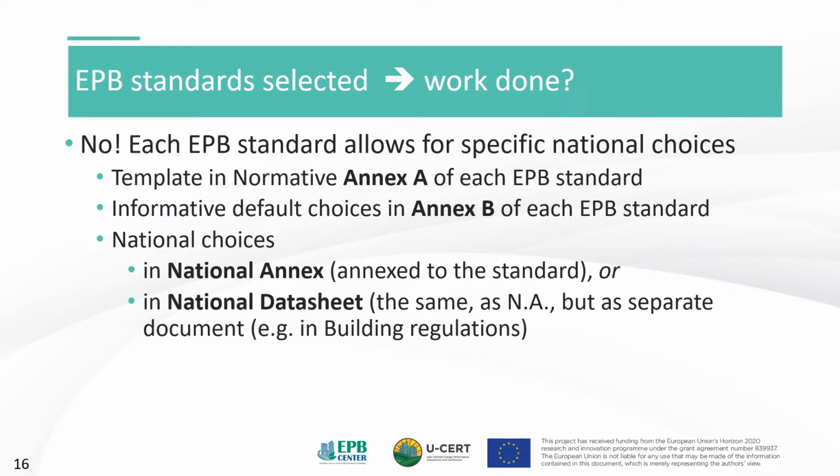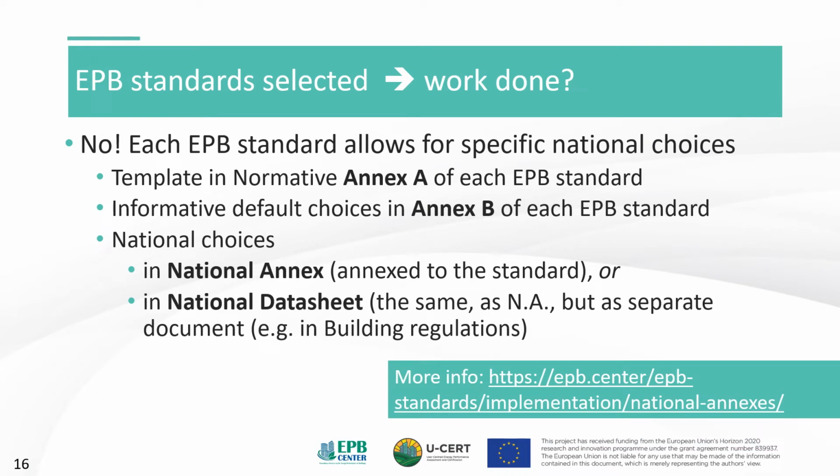So then you can make national choices either based on the default choices in Annex B or replaced in the national annex, which is a document annexed to the standard, or in national data sheet, which is the same as a national annex. These terms are often mixed up, but that doesn't matter. So the same as a national annex, but then presented as a national separate document, for instance, in the building regulations. And more info on this Annex A, Annex B approach can be found at the EPB Center and also in a webinar which is referenced at the website.